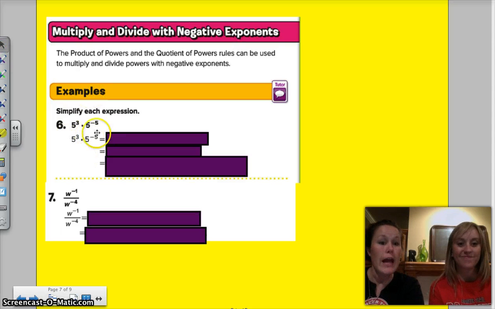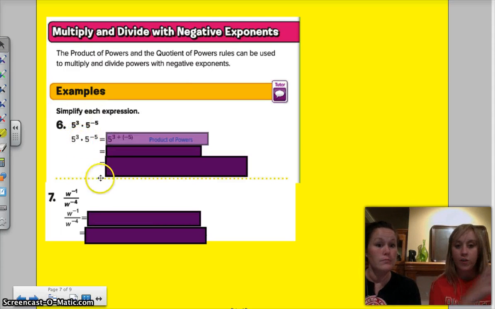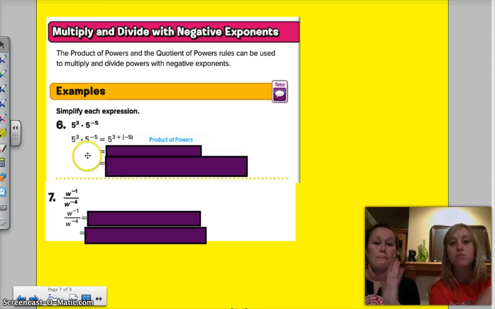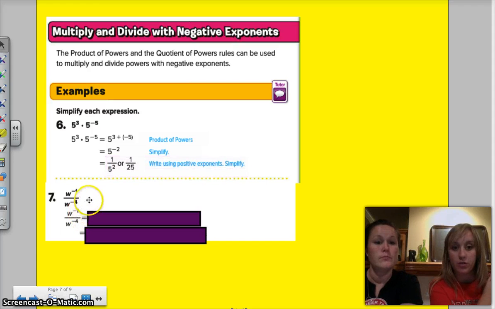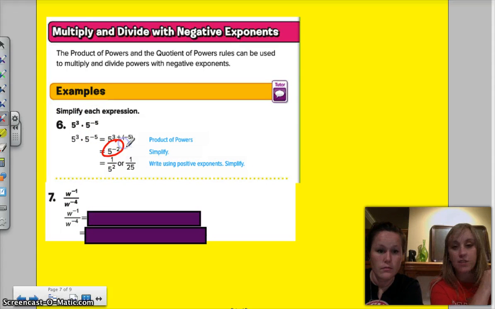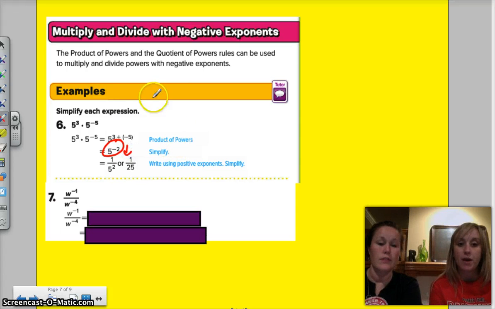So here, we're going to add these exponents together, 3 plus negative 5. You carry your base along, so you have your 5 to the power of 3 plus negative 5. Negative 2. Add them together: 5 to the power of negative 2. Then you've got to take it to the basement. No answer as 5 to the negative 2. It has to go down to the bottom.